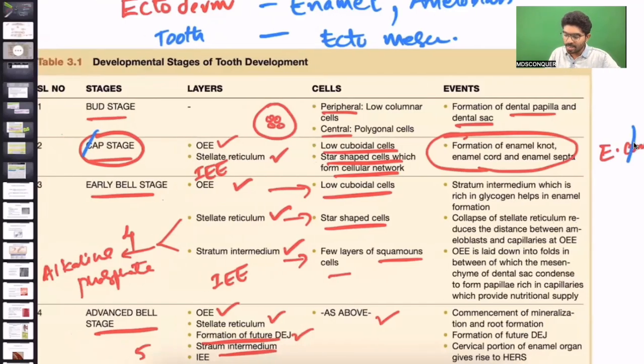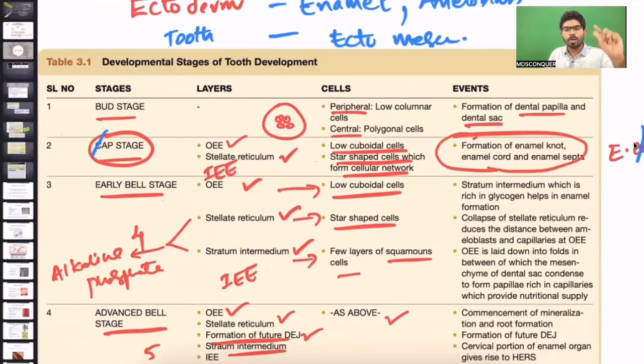Now, early bell stage. What happens in early bell stage? I want to add one important point here. Already discussed which enzyme is more in the stratum intermedium, that is alkaline phosphatase. Repeated so many times. Similarly, your stratum intermedium is very rich in glycogen, which is very helpful in the formation of enamel. Very, very important. Please do make a note of this.